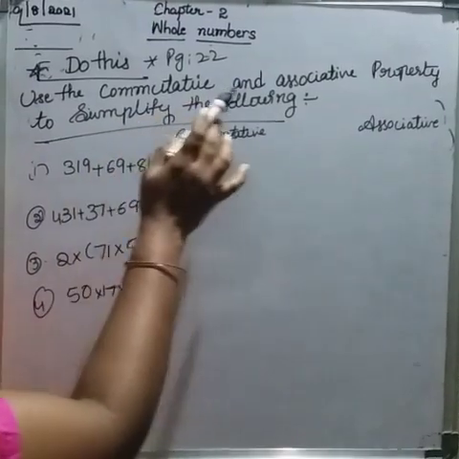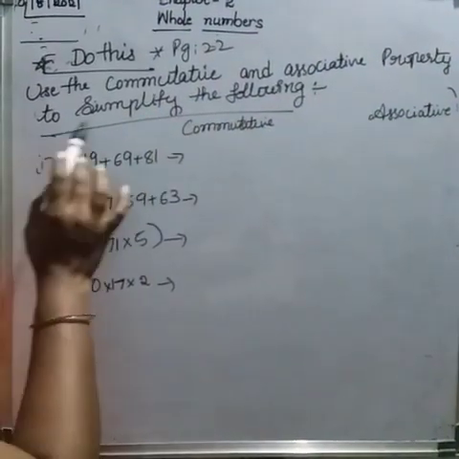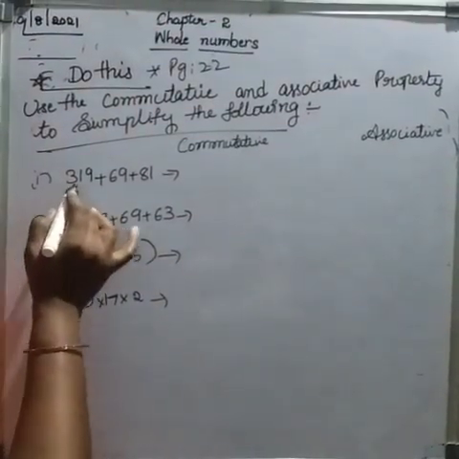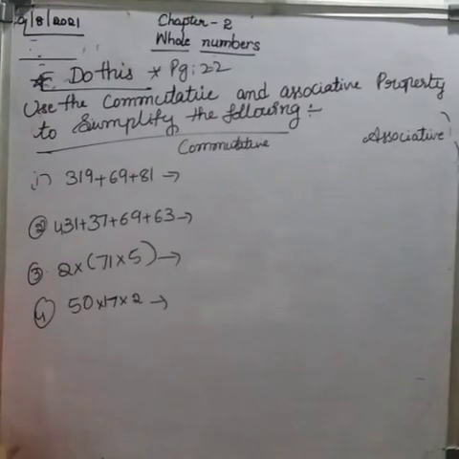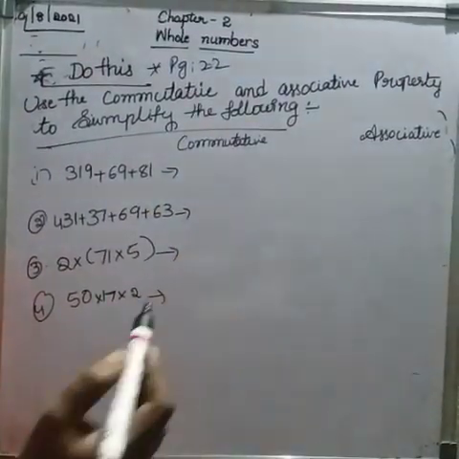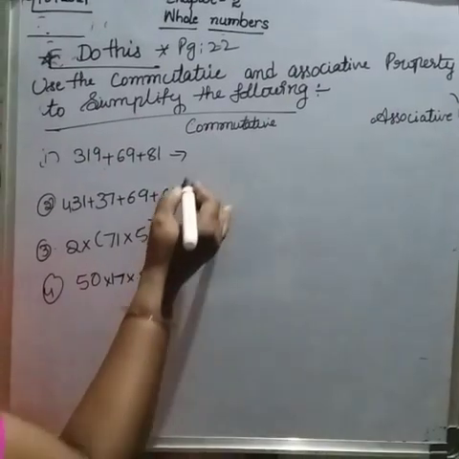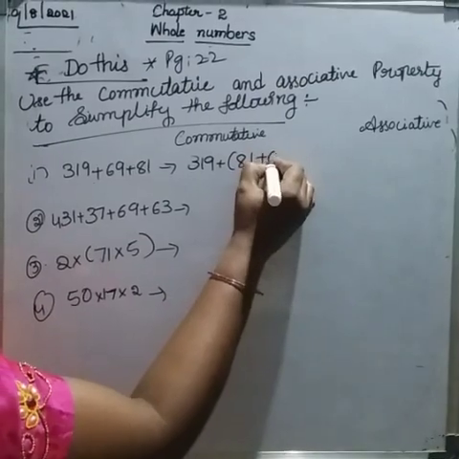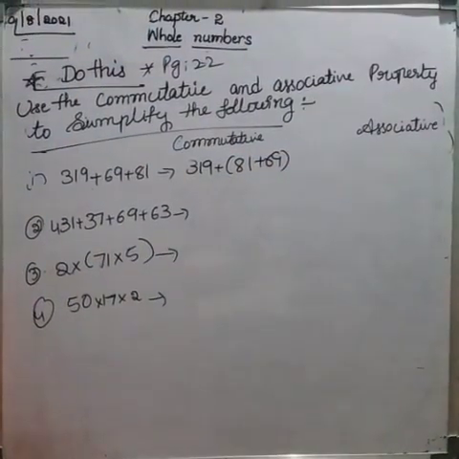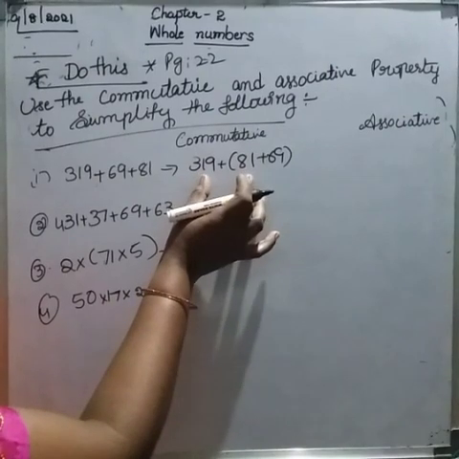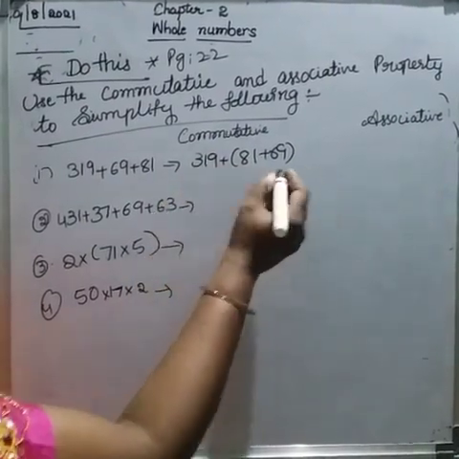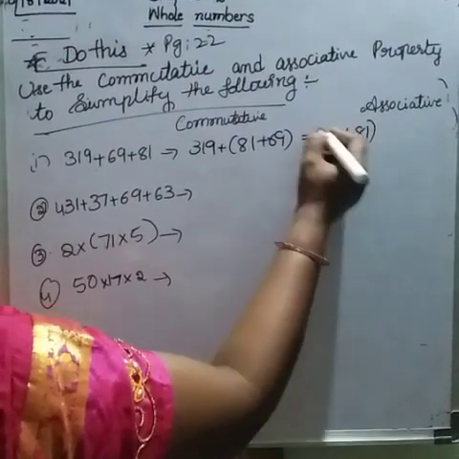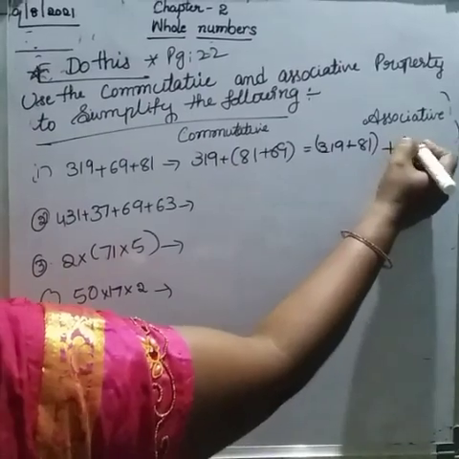Use the commutative and associative property to simplify the following. First, 319 plus 69 plus 81 using commutative property: 319 plus 81 plus 69. Okay. Next, 319 plus 81 in one bracket, plus 69.